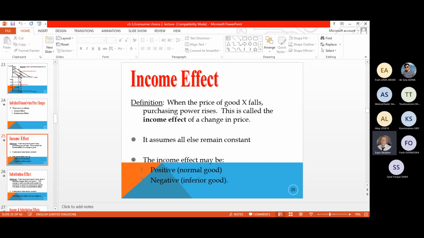The income effect: when the price of good X falls, purchasing power rises. This is called the income effect of a change in prices. It assumes all else remains constant, which means ceteris paribus, nothing has changed, only the income, because of the price changes. And the income effect may be positive for normal goods and negative for inferior goods, as we mentioned.